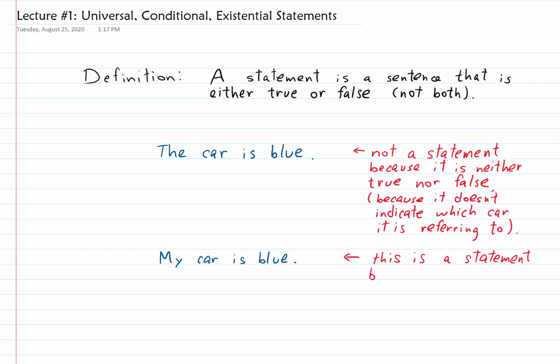So I'm writing, this is a statement because it is either true or false. You could actually check and see if it's true or false. But it's not the fact that you can check it that's important. It's just important that philosophically it is true or it's false, whether you were able to check or not. And I used the word philosophically, right?